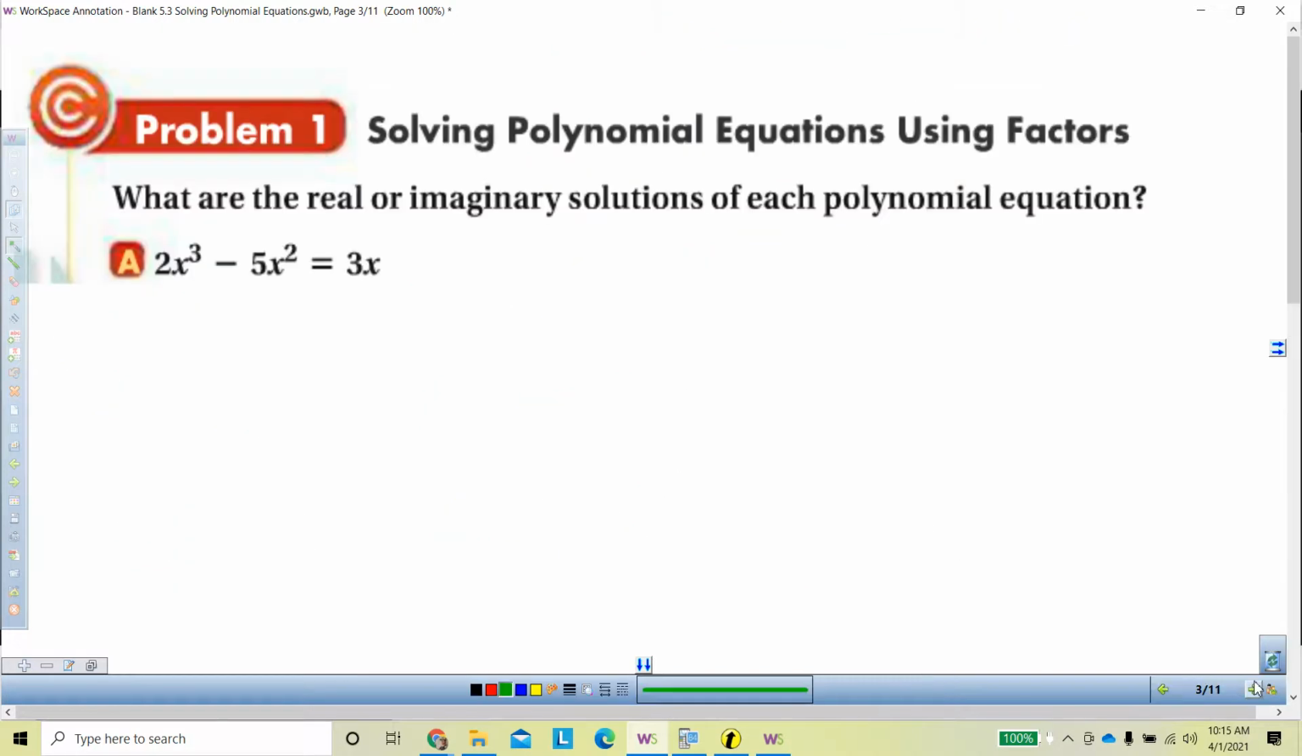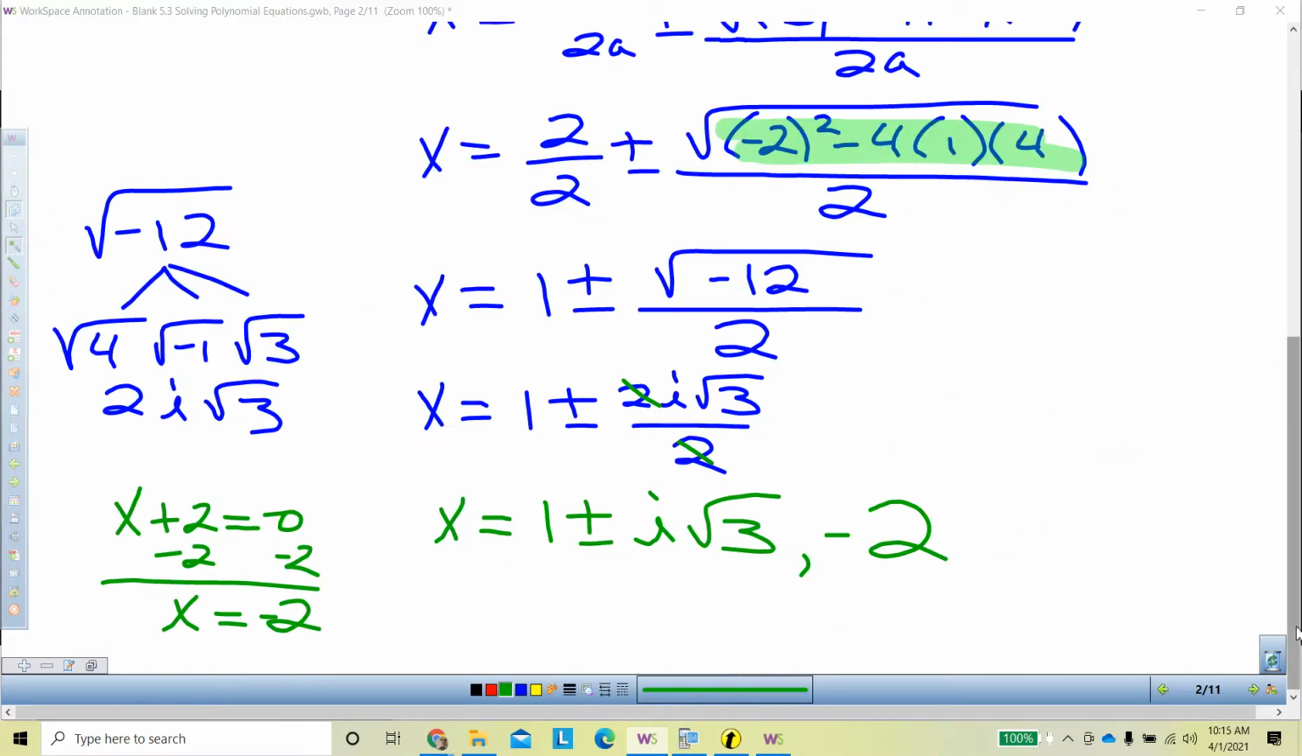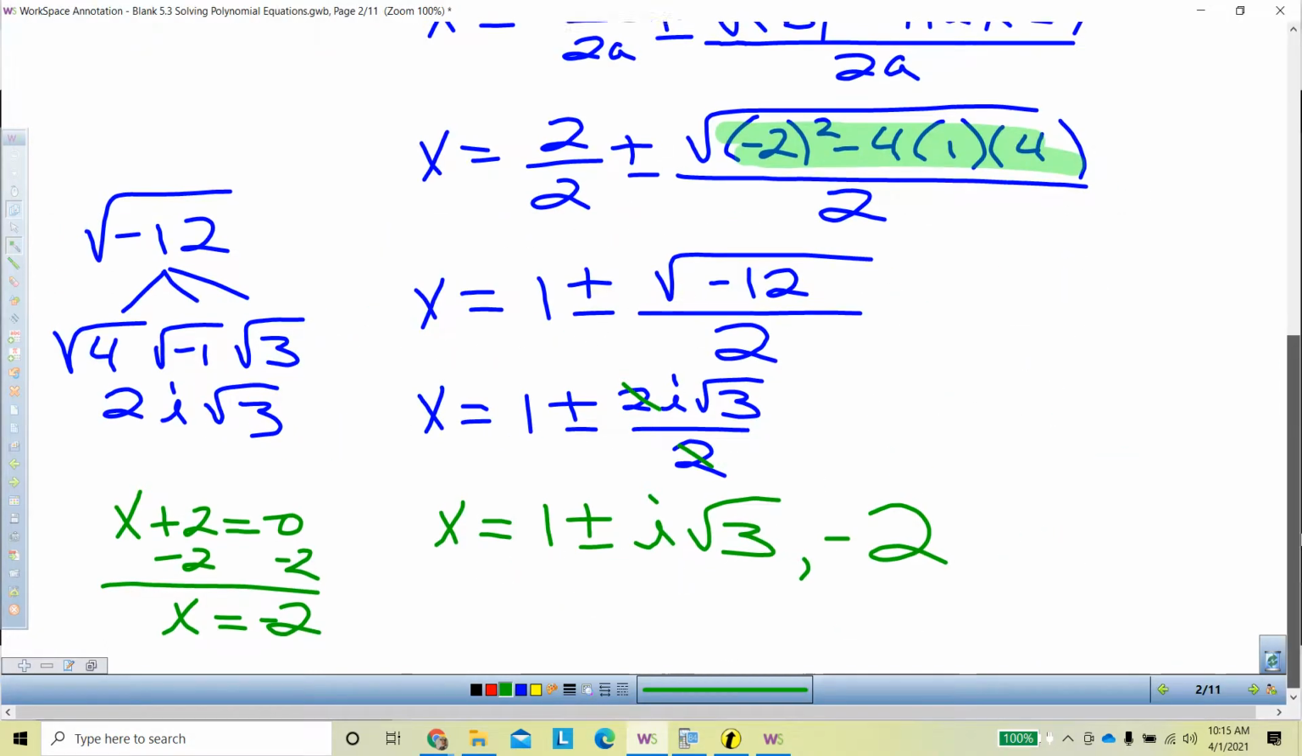Okay. Break this one. Oh, question from Amanda, and then Maggie. What do you got, Amanda? What was the first answer? Well, we have 1 plus i root 3, that's one answer. We have 1 minus i root 3, that's the second answer. And the third answer is the negative 2 we got from setting that first parenthesis equal to 0. Oh, okay. Thank you. Okay? Yep.